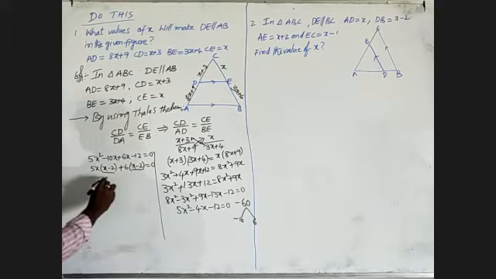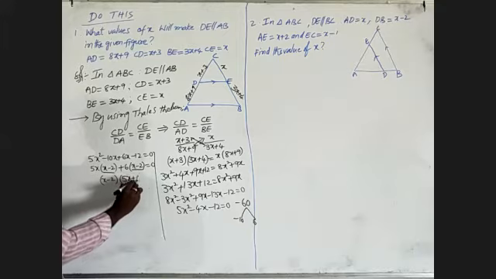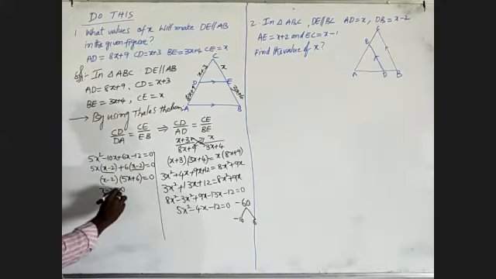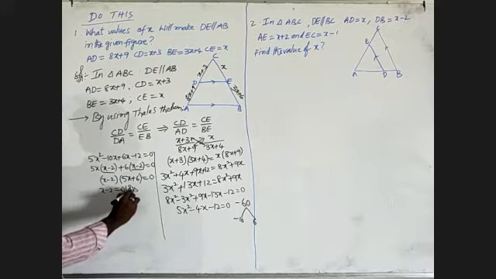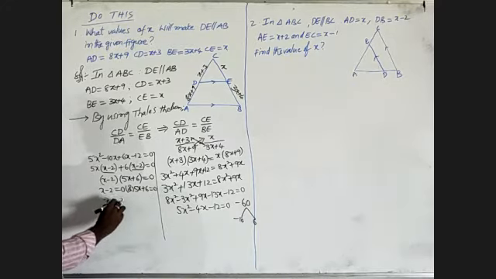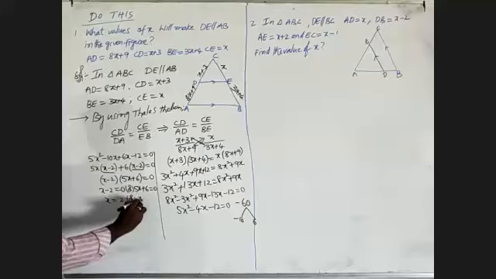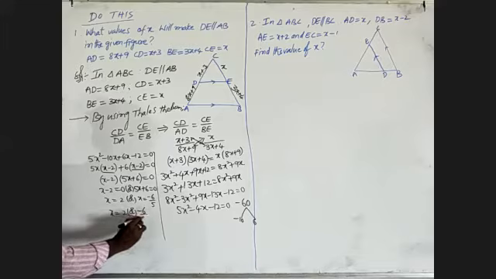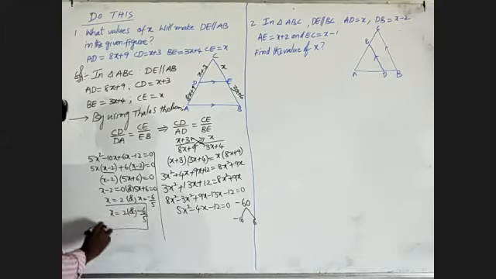Here the common term is x minus 2, so x minus 2 into 5x plus 6 is equal to 0. That will be written as x minus 2 is equal to 0 or 5x plus 6 is equal to 0. That is x is equal to 2 or x is equal to minus 6 by 5. That will be written as x is equal to 2 or minus 6 by 5. This we have to find out in this problem.